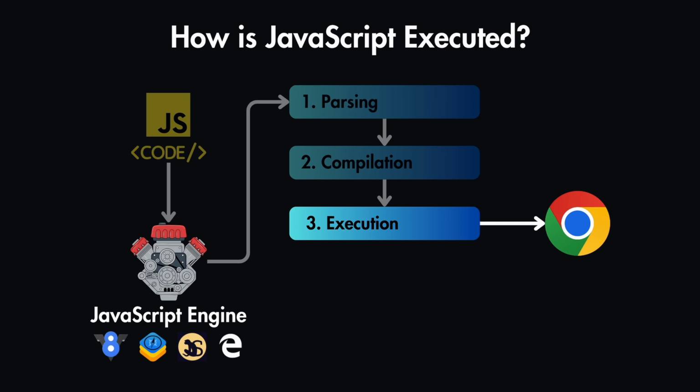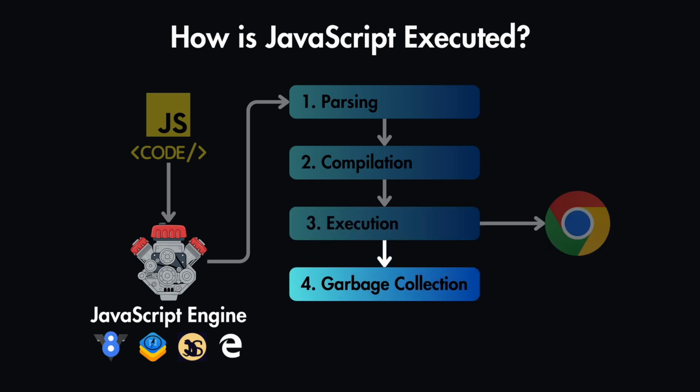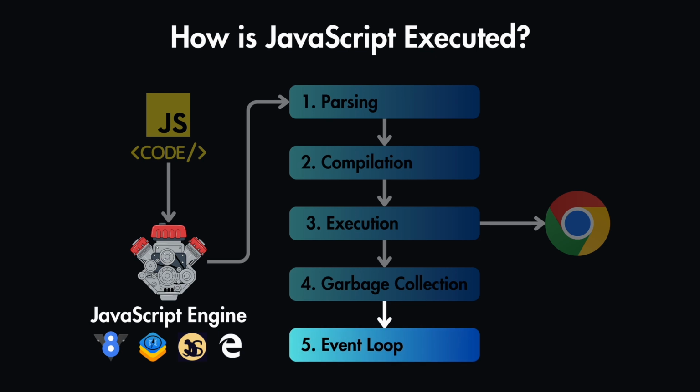And once it is executed, it also goes through the garbage collection step. It periodically scans and cleans up the unused variables and unreachable memory. And in the last step, we have the event loop. Basically, since JavaScript is single-threaded, meaning it cannot perform time-consuming operations synchronously, we have this event loop. And this event loop continuously checks the call stack and message queue for asynchronous operations that are finished. And it notifies the call stack so that our asynchronous code can be executed.